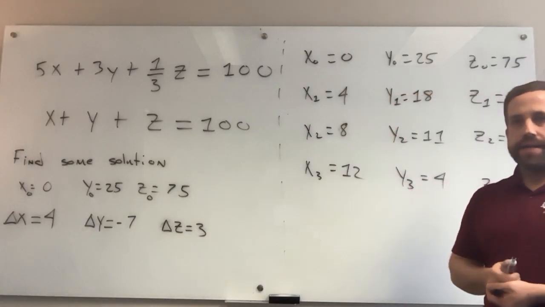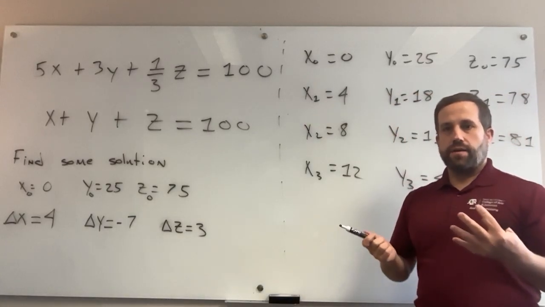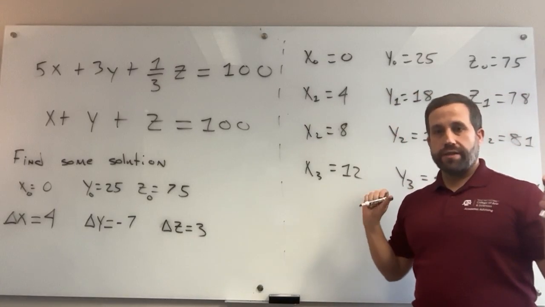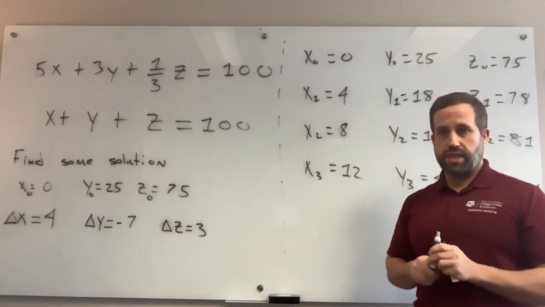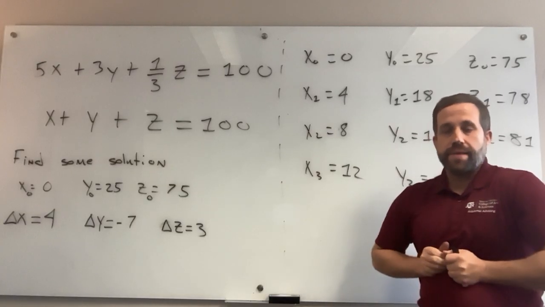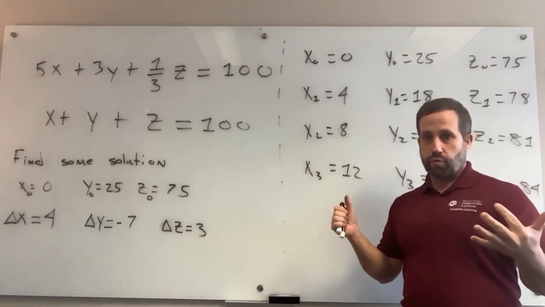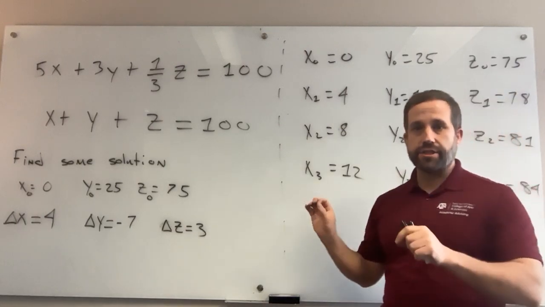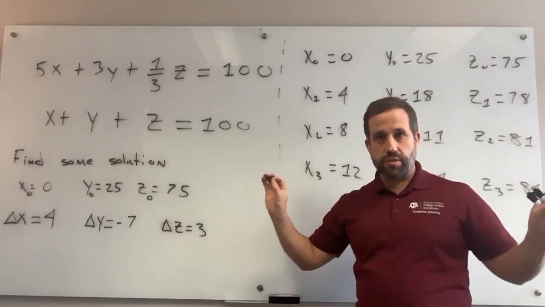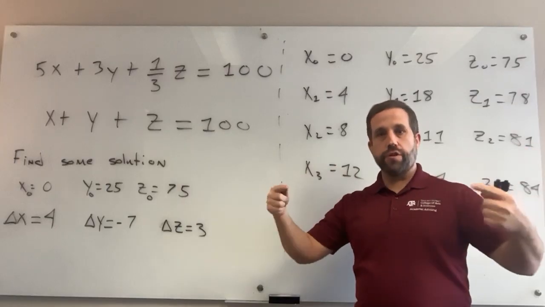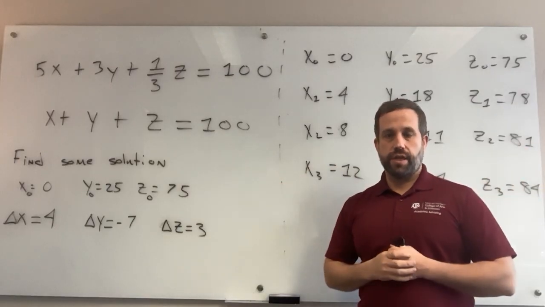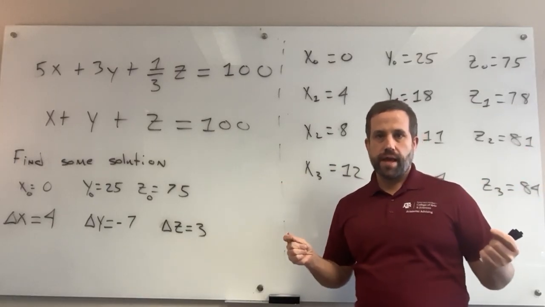Okay, now notice that when I solved that delta equation, I picked what delta z is. I needed it to be a multiple of 3, because I needed to make sure that if we start with a solution that's a multiple of 3 and we do this process, we're also going to get a solution that's a multiple of 3.